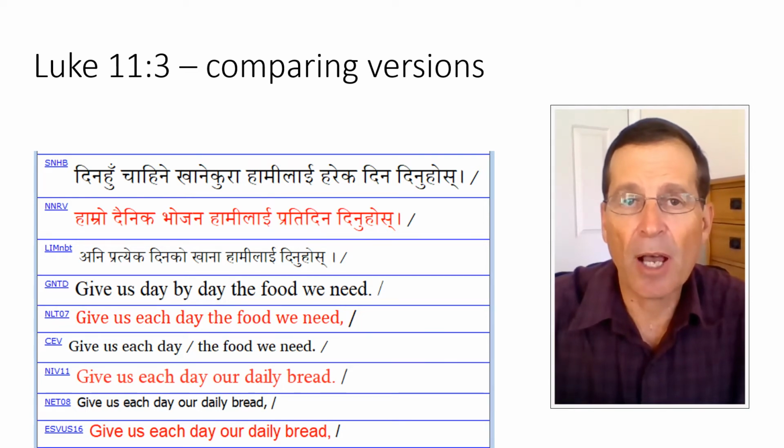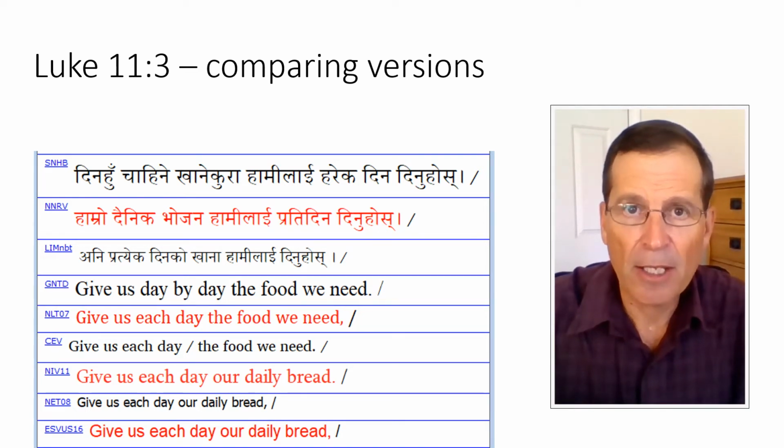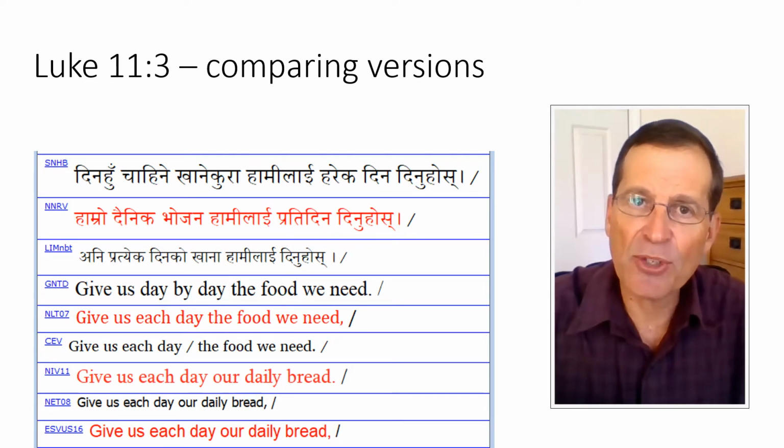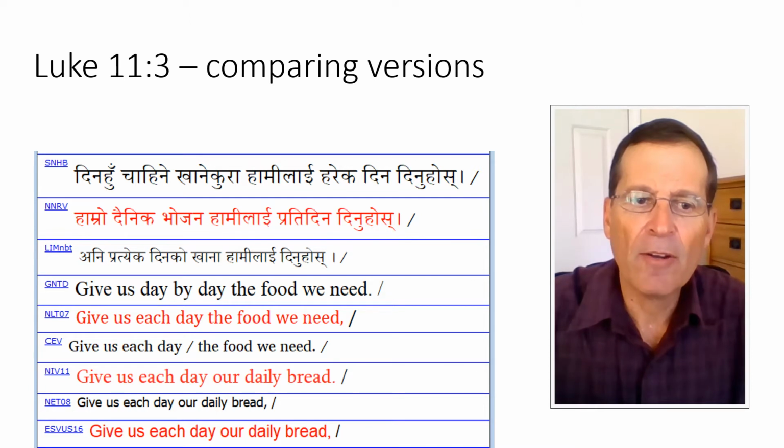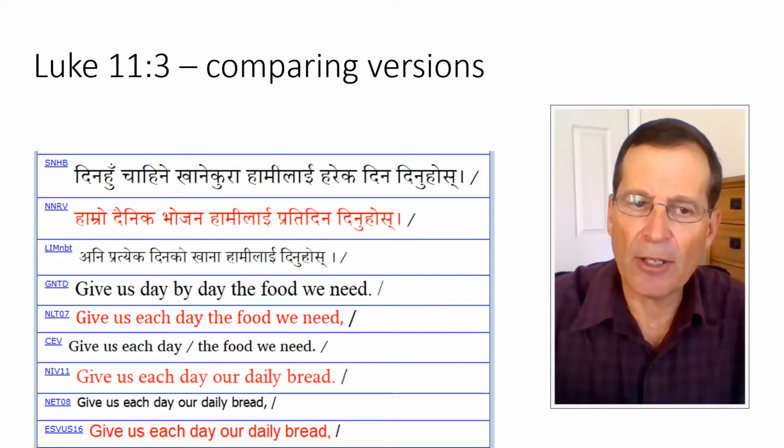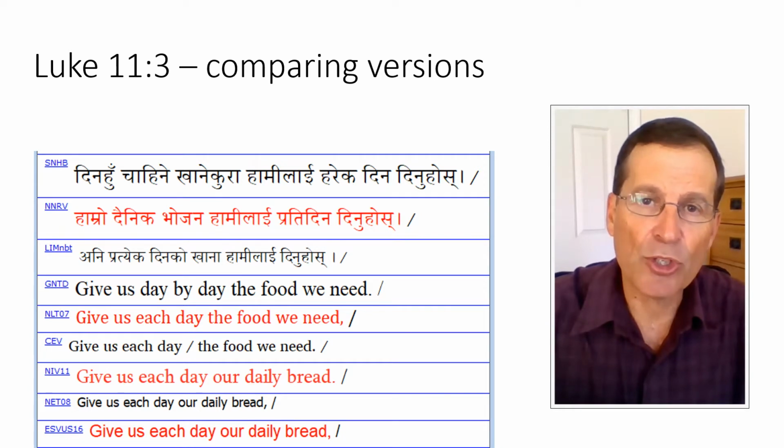So here at the top are 3 versions, and you can read those or read a national language version if you're working in another country. Next is GNT, which says, give us day by day the food we need. NLT, give us each day the food we need. CEV, give us each day the food we need. So these three versions are meaning-based versions, and they've all translated with food.